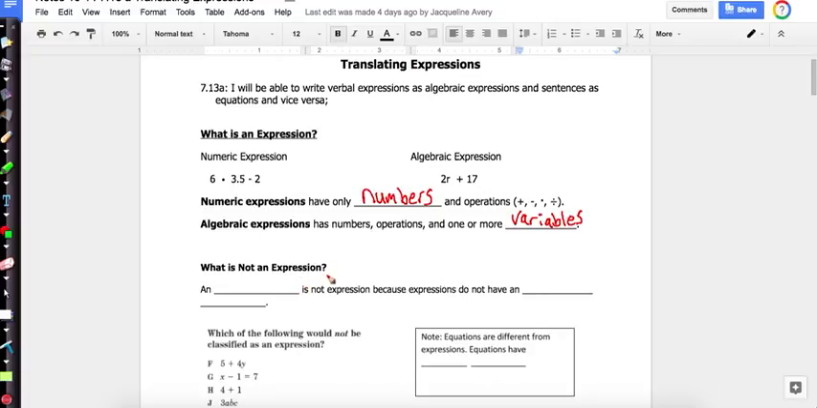So what is not an expression? Okay, can you think of something that is not an expression? An equation. So an equation is not an expression because expressions do not have an equal sign. Now look at the note here, just reinforcing it once again. Equations are different from expressions. Equations have an equal sign.